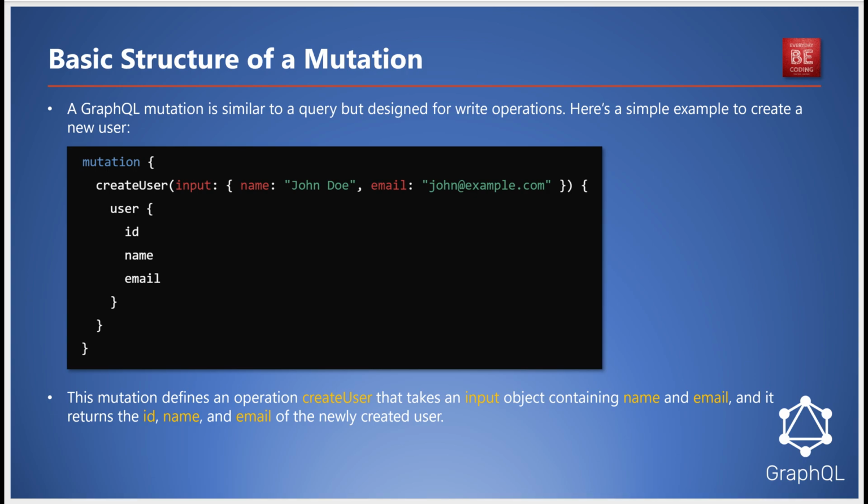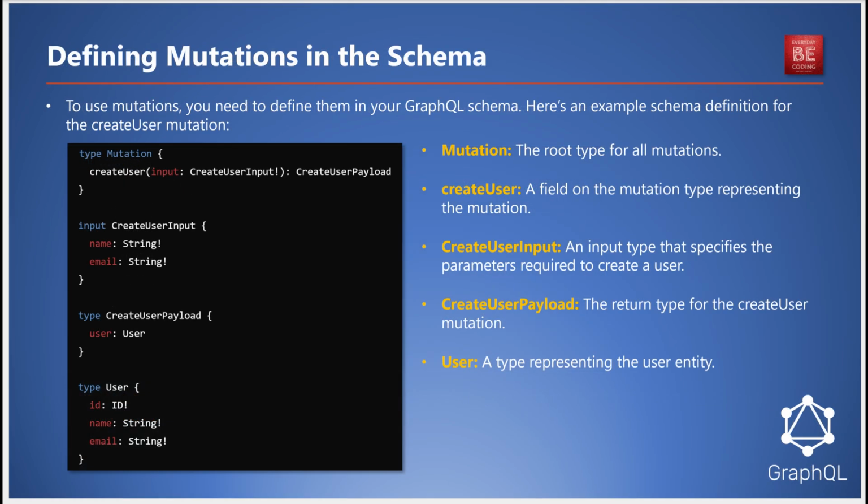To implement this, one must define mutations in the GraphQL schema. For the mutation, the schema includes a type where the mutation is a field. This field uses a defined input type requiring a name and an email, both marked as non-nullable with the exclamation mark. The mutation responds with a payload, which includes the user type, detailing the ID, name, and email of the user.